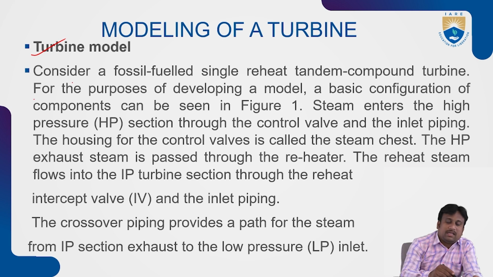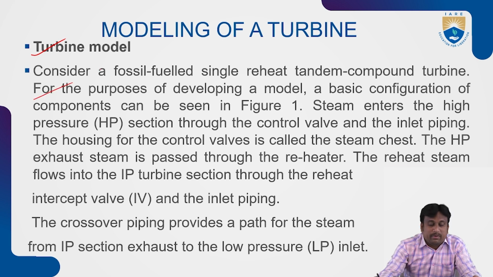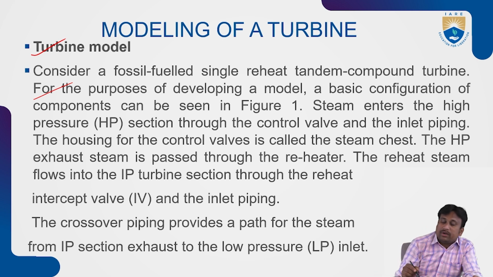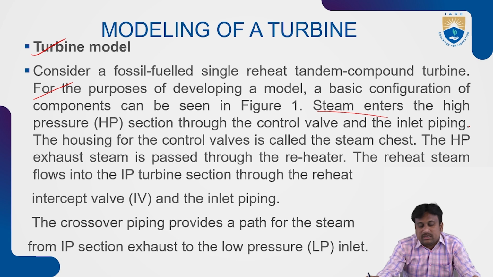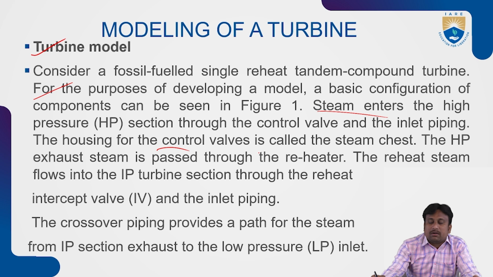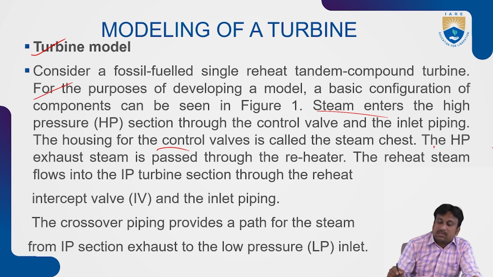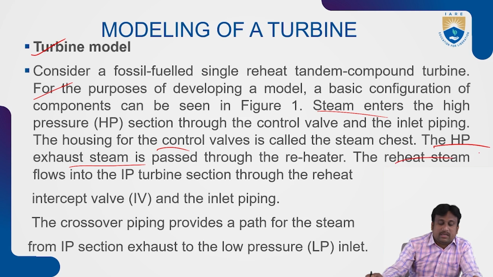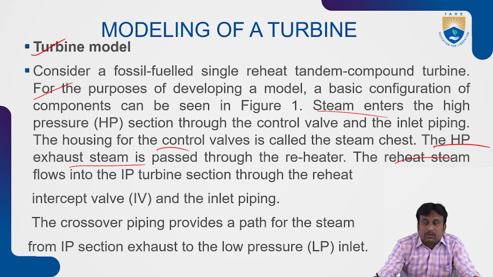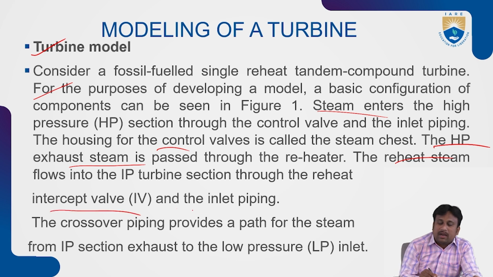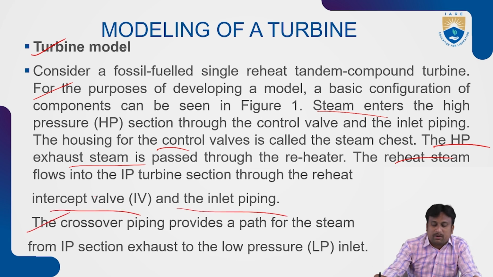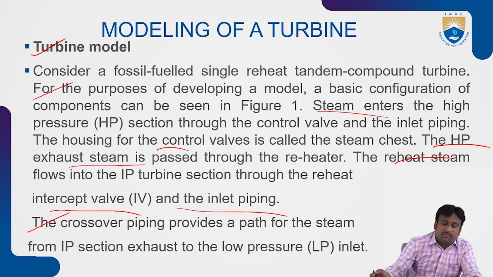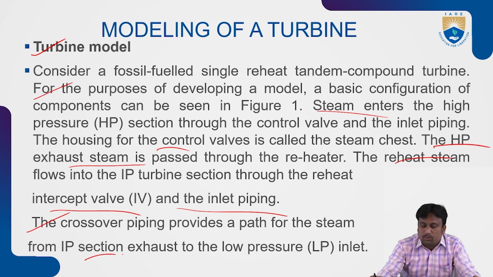Coming to the turbine model case, let's consider a fossil fueled single reheat tandem compound turbine. For the purpose of developing a model, a basic configuration with the components can be represented in the figure. Steam enters the high pressure section through the control valve and the inlet pipe. The housing of the control valves is called a steam chest, and the HP exhaust steam is passed through the reheater. The reheater steam flows into the IP turbine section through the reheat inlet, intercept valve and then inlet pipe. The crossover piping provides a path for the steam from the IP section exhaust to the low pressure inlet.